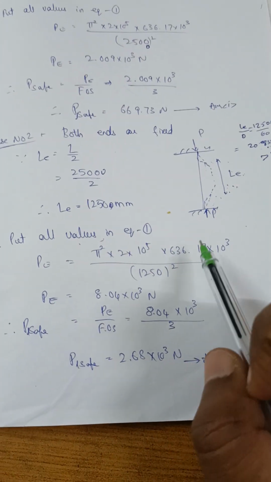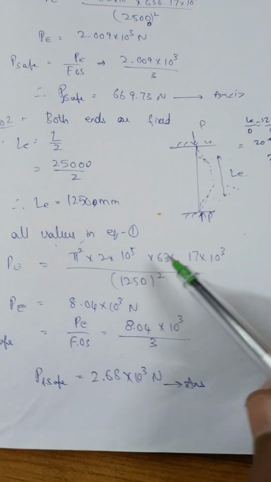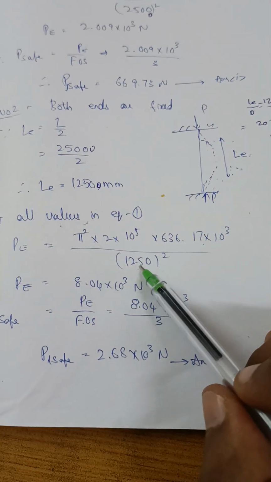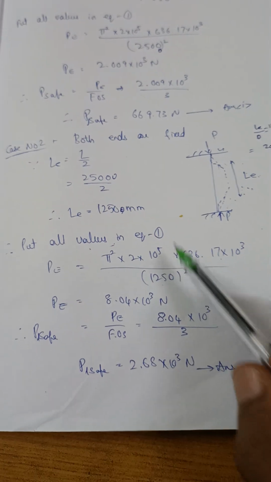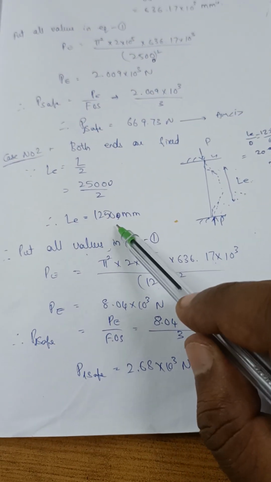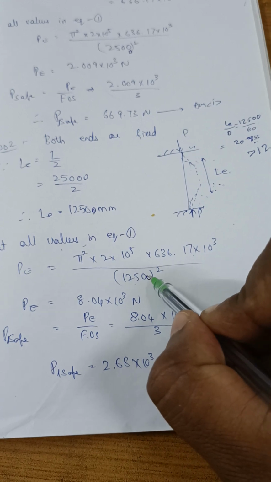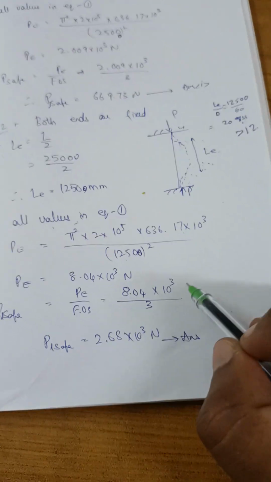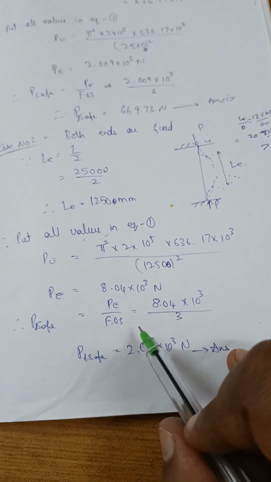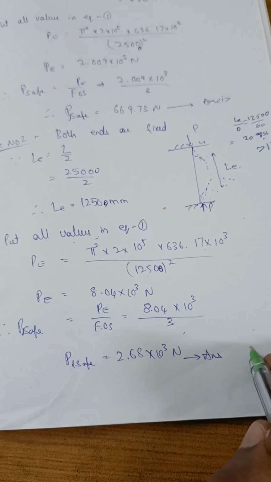Now substitute all the values in this formula. E is the same, this is the same, and in the place of L E we need to add L by 2, that is 12,500. Then we will get this value. So safe load equals Euler's buckling load divided by 3. This is the answer.